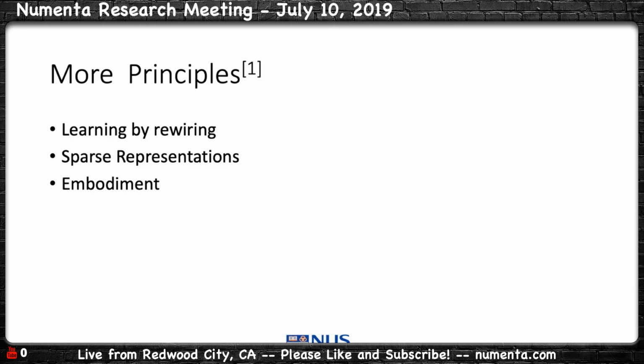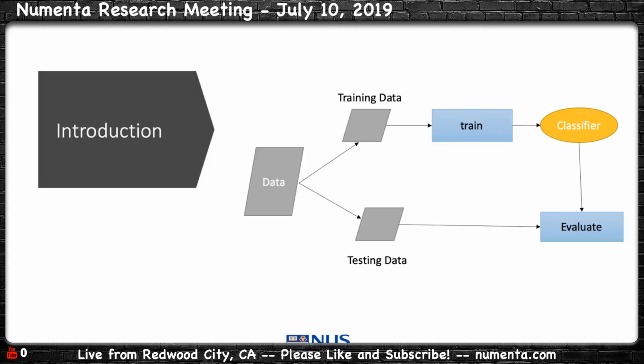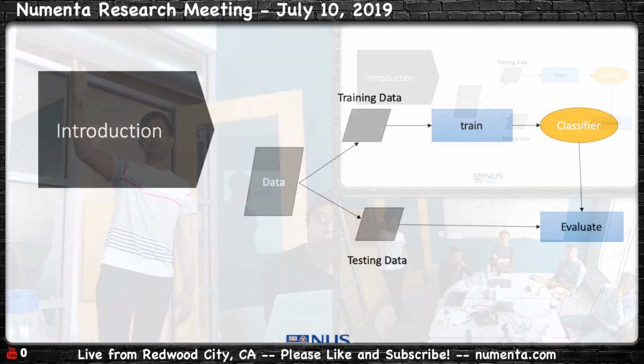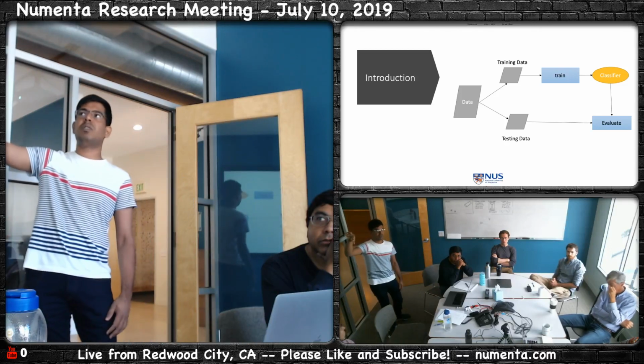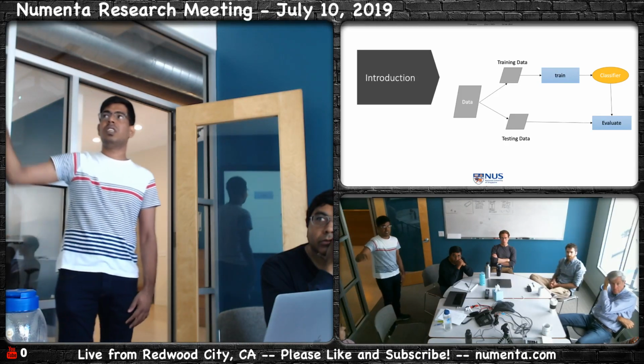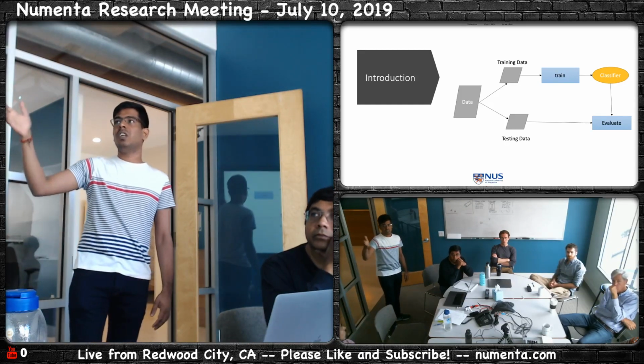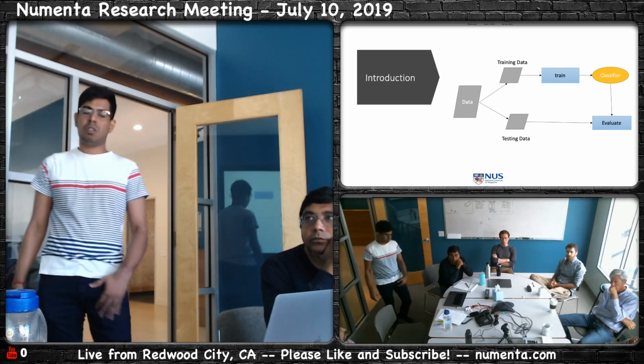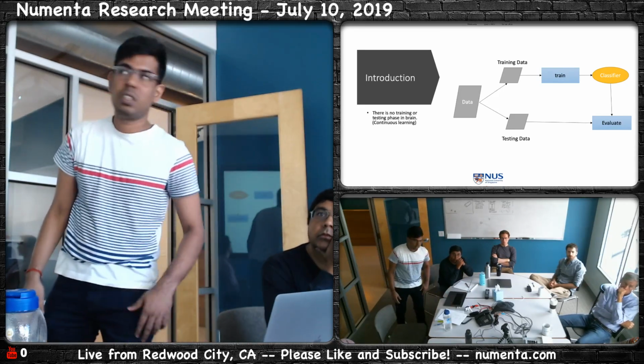If you take a normal machine learning problem, what we usually do is put some data in and divide it into training and testing. In some cases, we divide the training data into validation and the actual training data. So we train a classifier and we evaluate on the testing data. It's not going to work all the time.